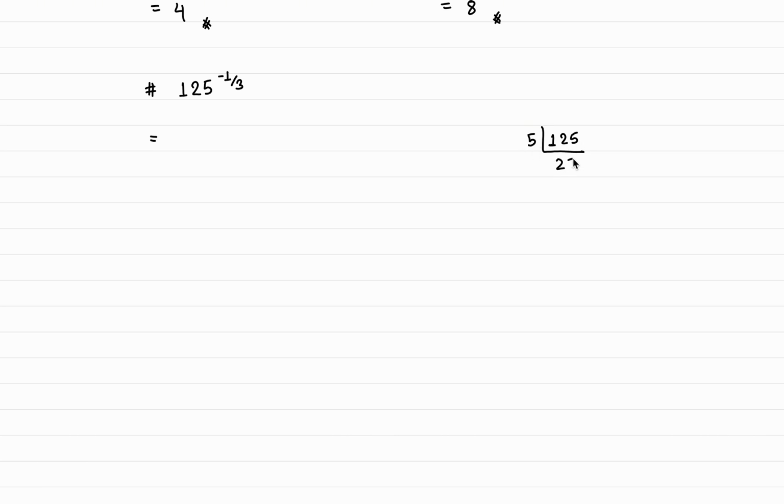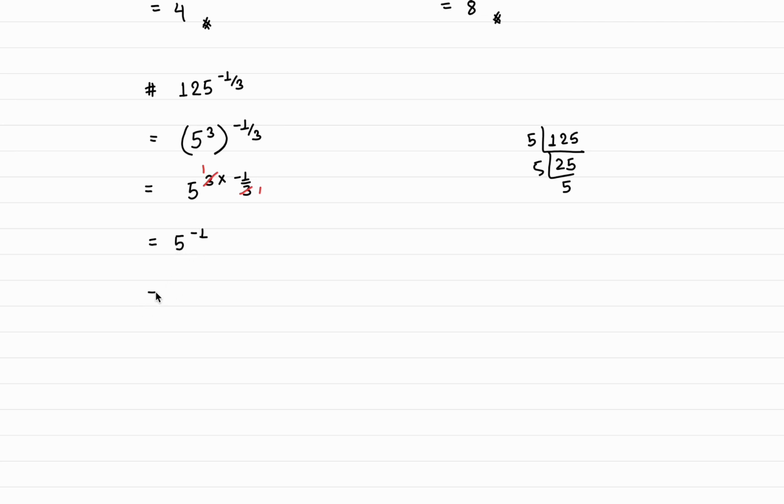So 5 times 25 is 125, and 5 times 5 is 25. So 125 is 5 to the power 3. And we have our minus 1 by 3 over here. Again, we multiply these two powers, so we have 5 to the power 3 times minus 1 by 3. Again, we can cut this 3 and this 3, right? And we are going to get our answer as 5 to the power minus 1.